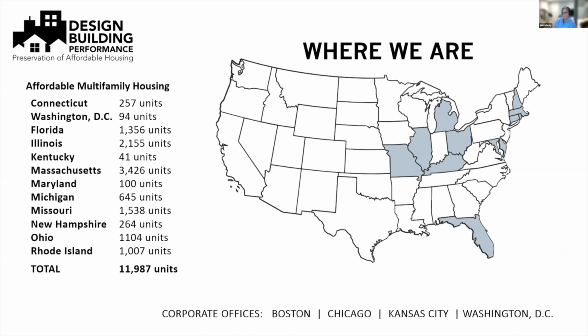So we have 12,000 units. At the moment, we have over 2,500 in construction or in rehab. So it's a lot to keep up with. The different climate zones make it challenging in terms of energy efficiency and zoning.